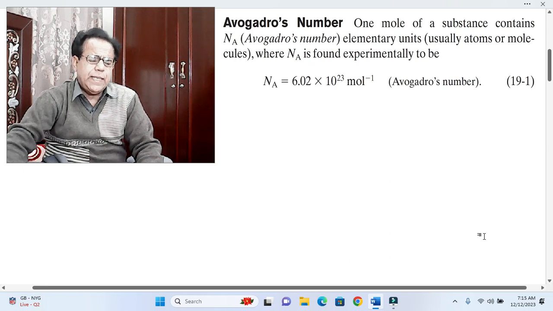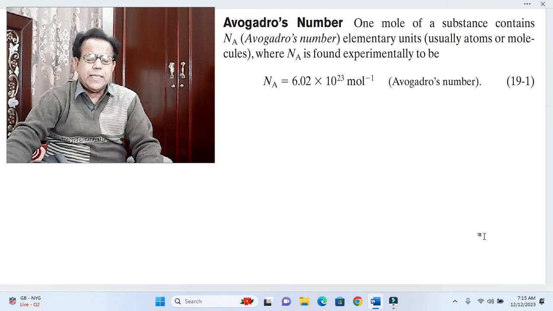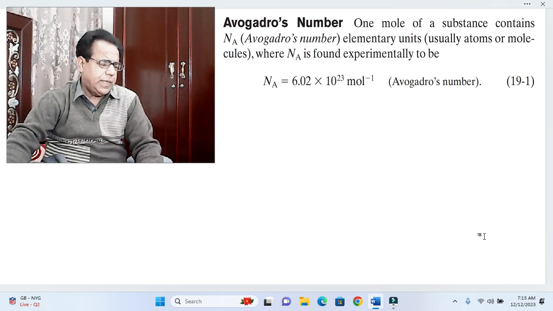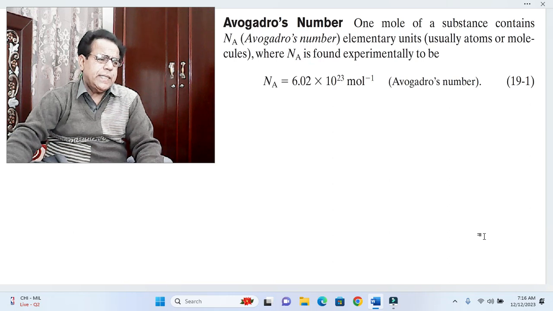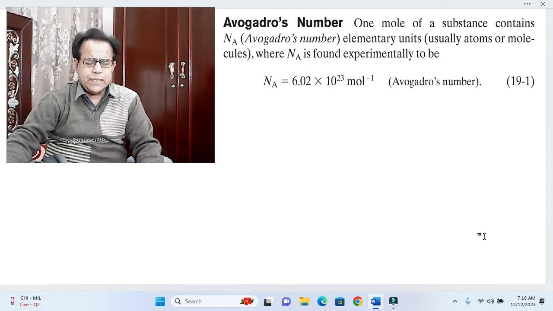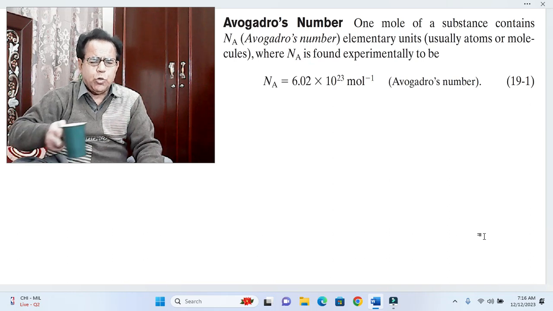Actually, dear students, we are dealing with this term from our middle school level, but nevertheless, because this concept is involved in this problem, it is quite appropriate to revisit, recapitulate, revise that concept or term. So, Avogadro's number.